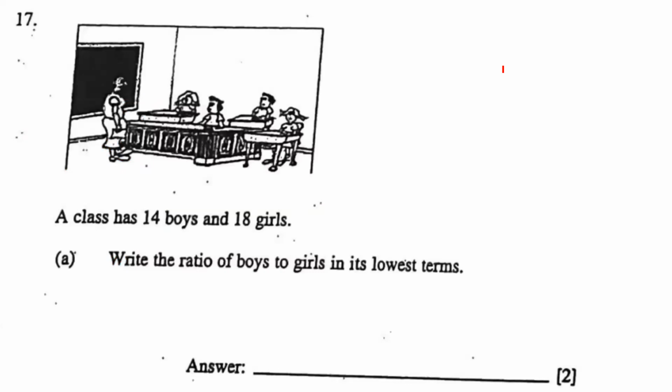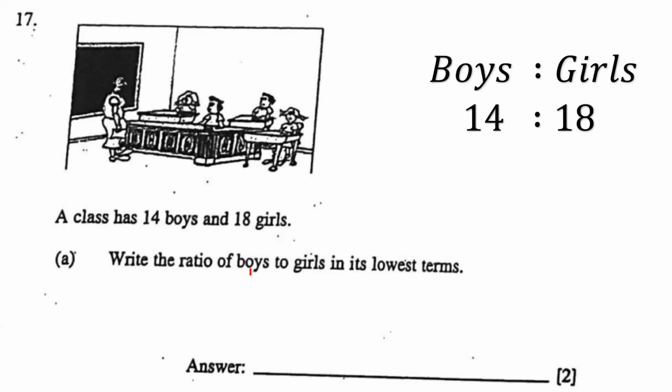Let's move on to number 17. It says a class has 14 boys and 18 girls. Write the ratio of boys to girls in its simplest terms. It's very important that we keep the ratio in the order that is written. It says boys to girls, so we have to keep it boys to girls. How many boys do we have? Well, we have 14 boys according to the question. How many girls do we have? We have 18 girls. But it's still not simplified yet.